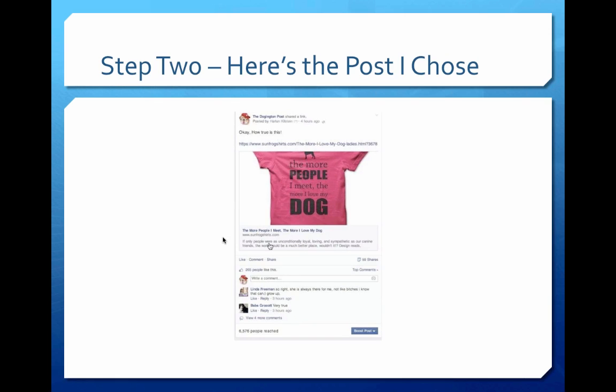This post had been seen by 5,576 people when I started this. And my post was really very, very simple. It says, okay, how true is this? And I put in a link to Sunfrog shirts. How long did it take me to make that? Not very long.